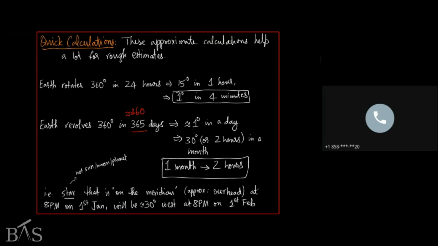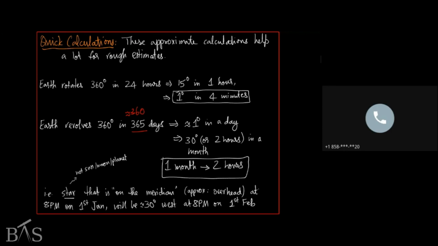This means, for example, the zodiacal constellations are spaced 2 hours apart. So the distance between Aries and the subsequent one, is it Aquarius? I don't know my zodiac. But for example, between Sagittarius and Capricorn, the difference is 2 hours of angle. That's 30 degrees.